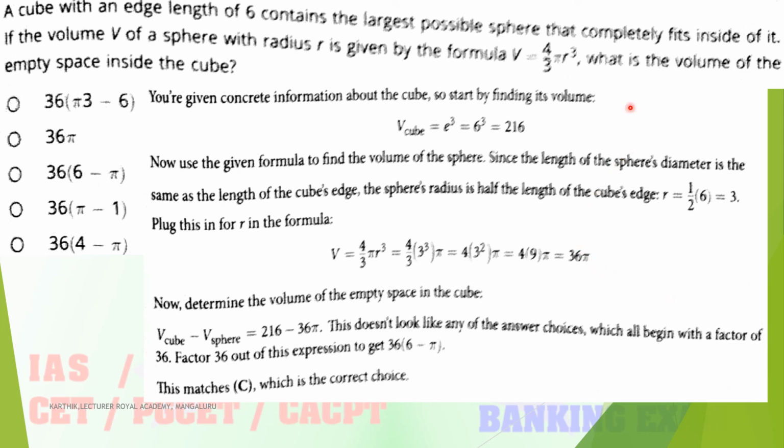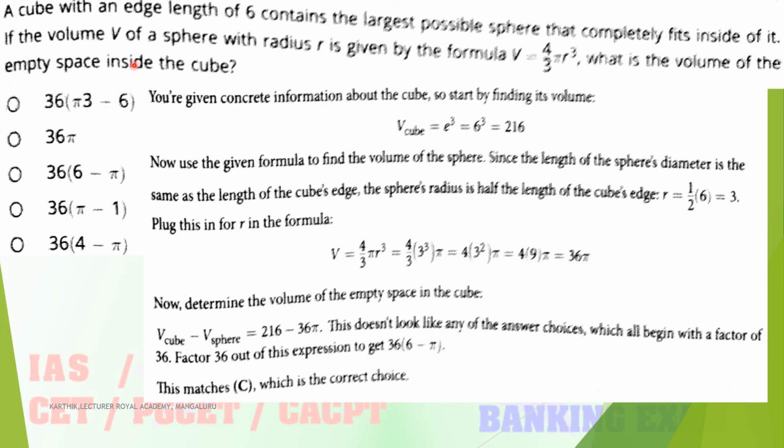Then find out V cube. So V cube is nothing but the volume of cube minus volume of sphere. While subtracting, you will get 216 minus 36 pi. While simplifying, you will get the answer as 36 into (6 minus pi).